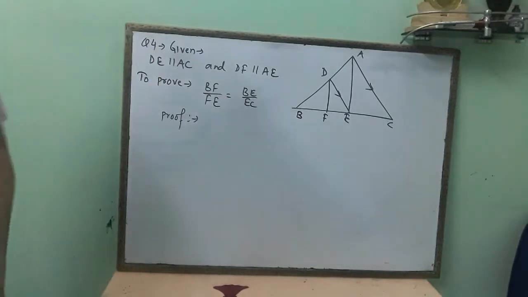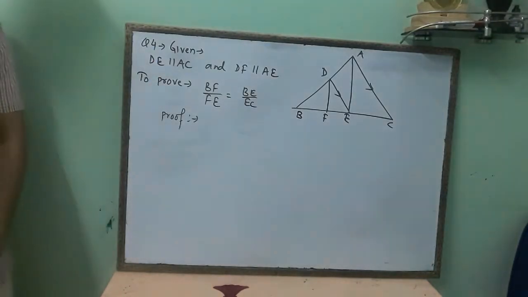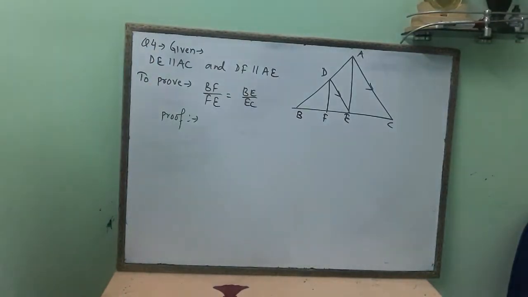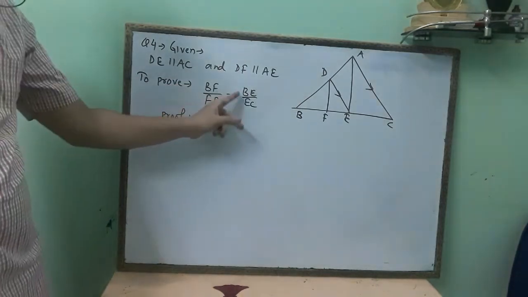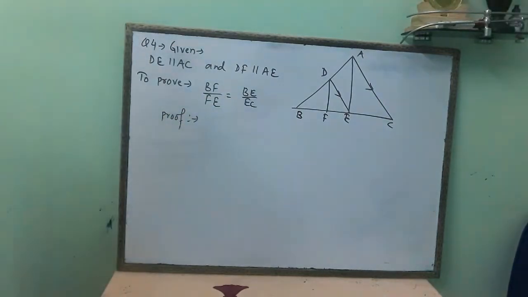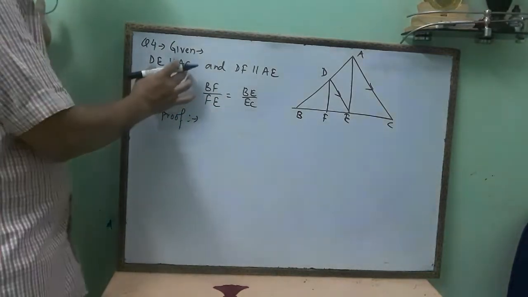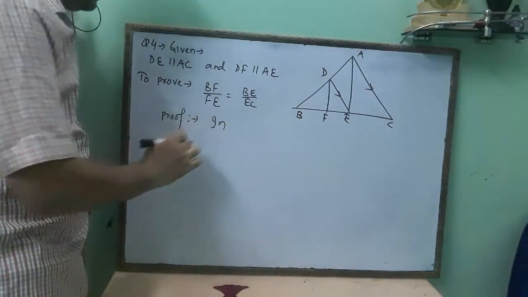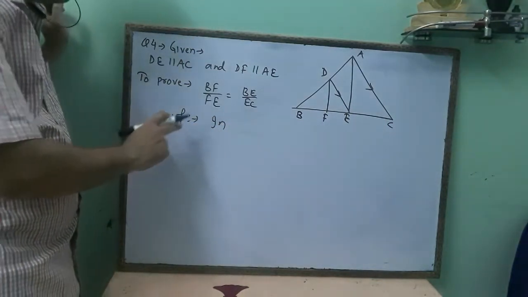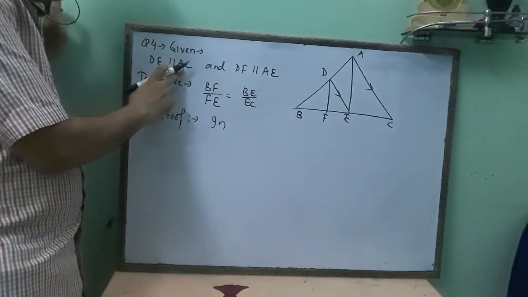So students, this is question number 4 of this exercise. In the given figure, it is given that DE is parallel to AC and DF is parallel to AE. We have to prove that BF divided by FE is equal to BE divided by EC. Here also we can use the concept of which one is parallel to which side, and accordingly we will name the triangle.